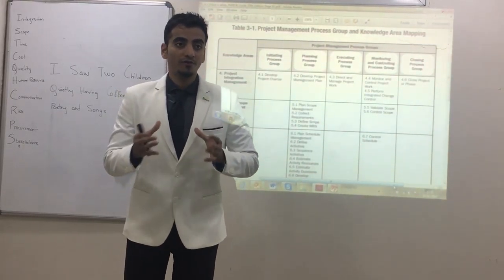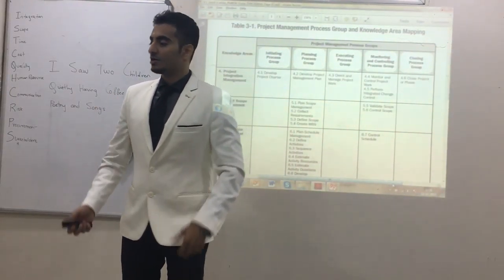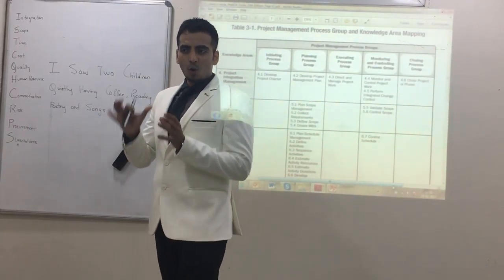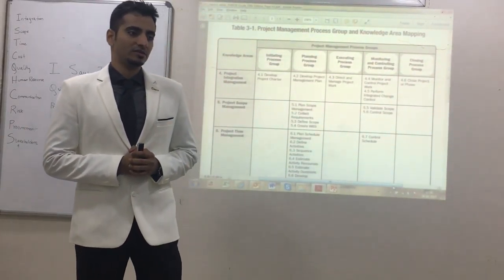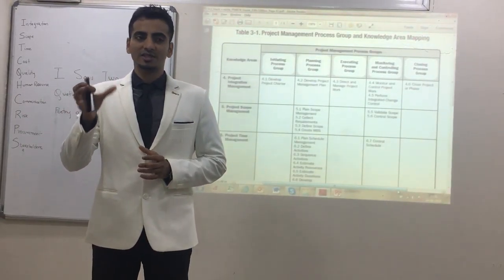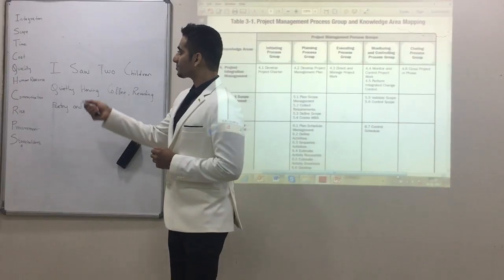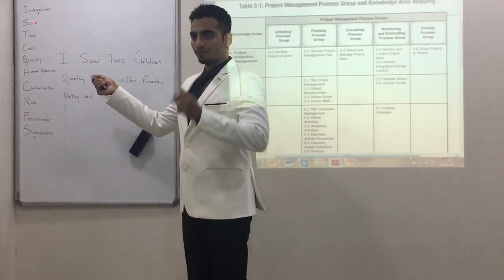And to handle all of this, what do we need? We need these 10 knowledge areas. If we don't have these 10 knowledge areas, we will not be able to successfully implement the project. Now, what are these knowledge areas? Let's first start with scope.